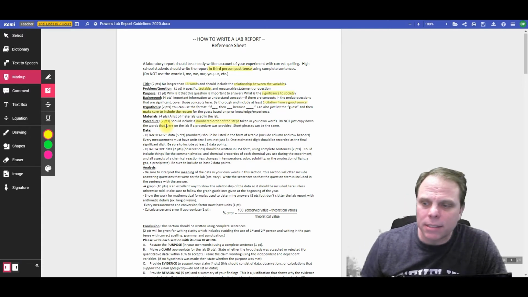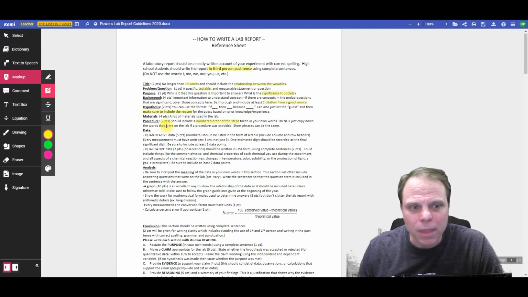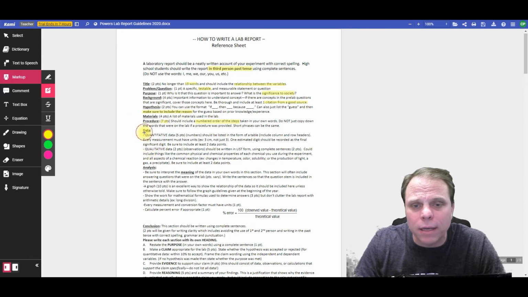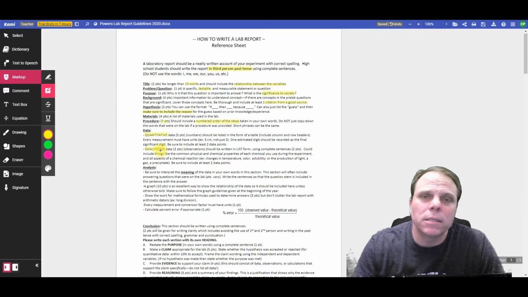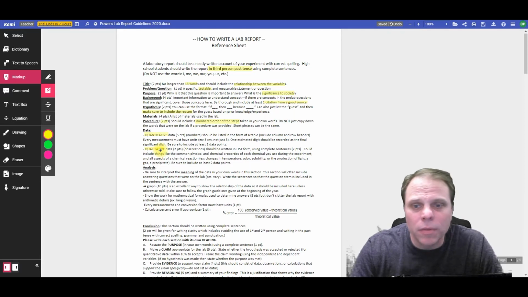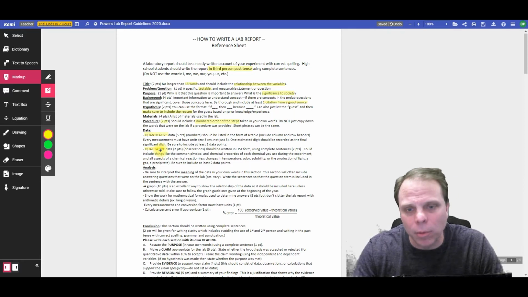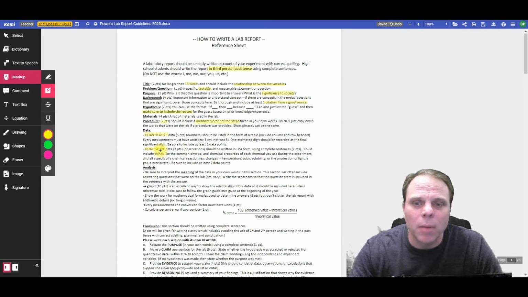All right, the next section we're going to talk about is your data section. You'll notice your data section has 2 parts to it. It has a quantitative data component and a qualitative data component. Remember that quantitative has to do with numbers. In this case, I want to see a data table. So for your quantitative data, arrange it into a data table.